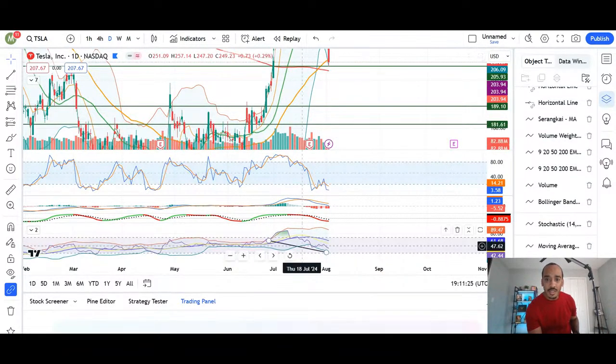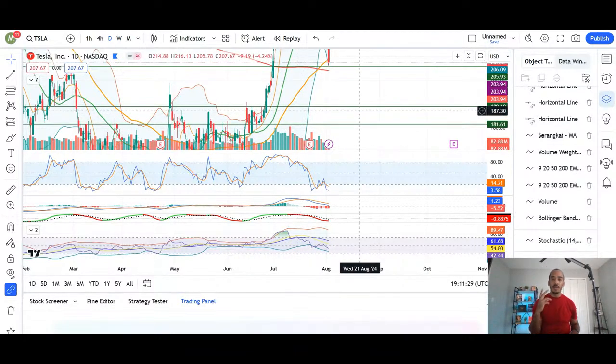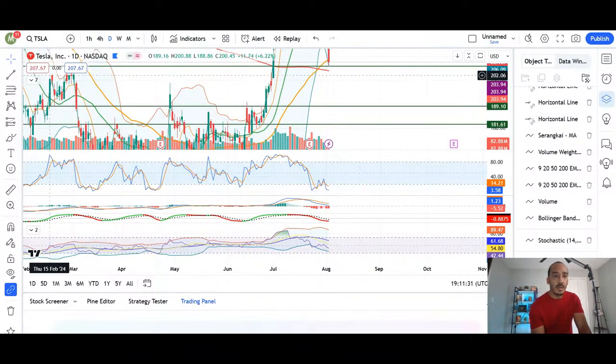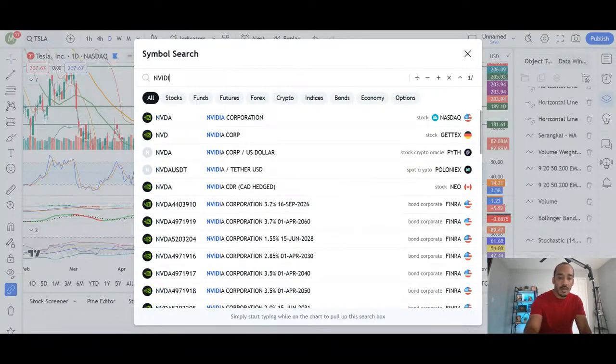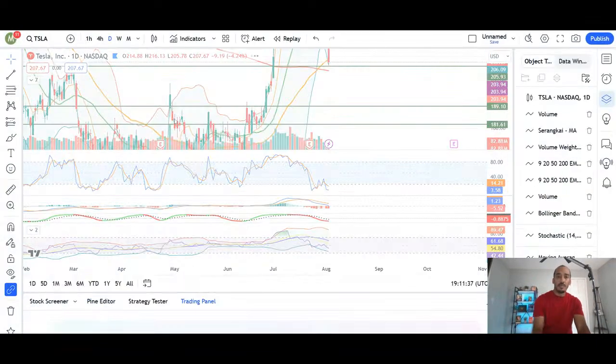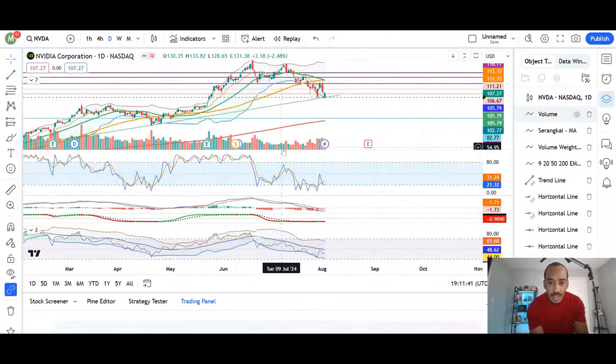So that's Tesla. I like Tesla for next week, probably a 1 to 2 day hold. So now I'm gonna get into my next play, Nvidia. So I like Nvidia for the same reason. We got a divergence on Nvidia.